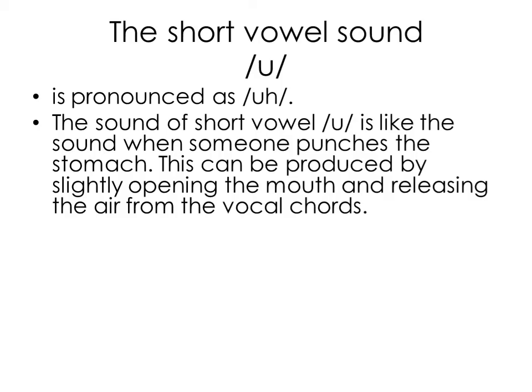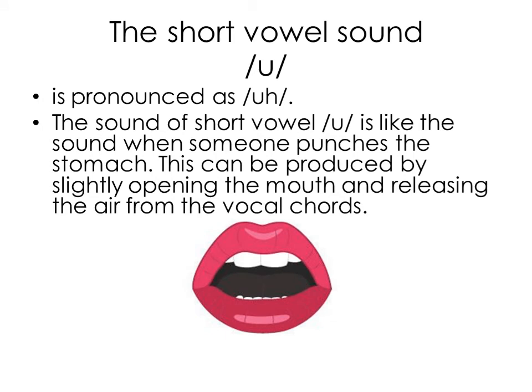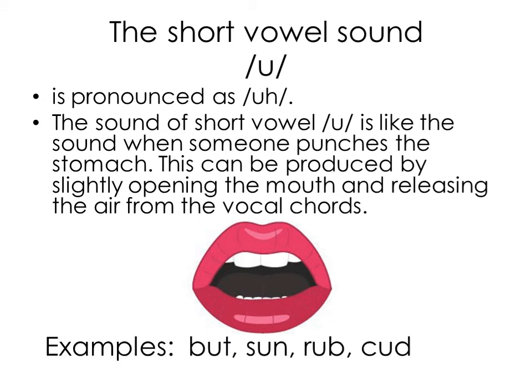Excellent. So the short vowel sound, the short u, is like the sound when someone punches you in the stomach. This can be produced by slightly opening the mouth and releasing the air from the vocal cords. Example, it's like that, okay? Sound. Examples of the words are butt, sun, rub, and cud.